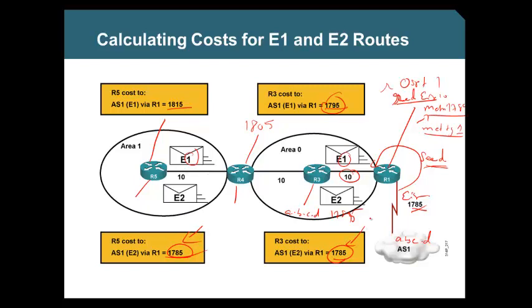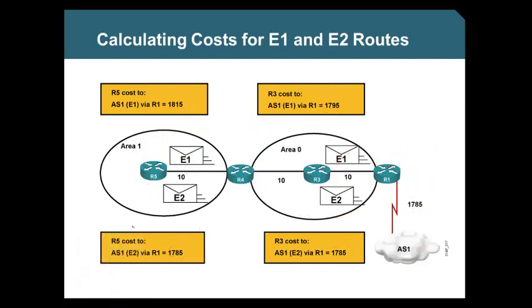Please understand, this is one important interview question. By default, when you redistribute, will the metric grow? No. Because by default, it is type E2. E2 means do not add the path cost. E1, add the path cost.